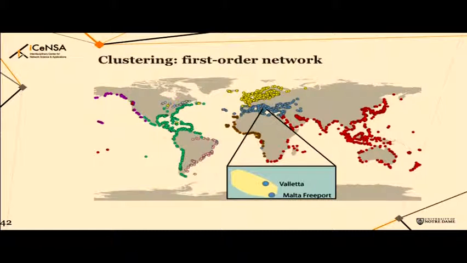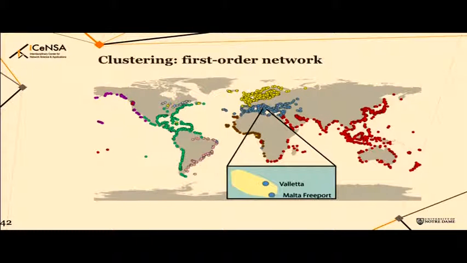Then we constructed both the first order and the higher order network, and then we clustered all the ports of the world. What this graph shows is different colors indicate how different clusters of the world are and where the ports are. All in the red belong to one cluster based on their movement traffic. All in the blue belong to one cluster, etc.